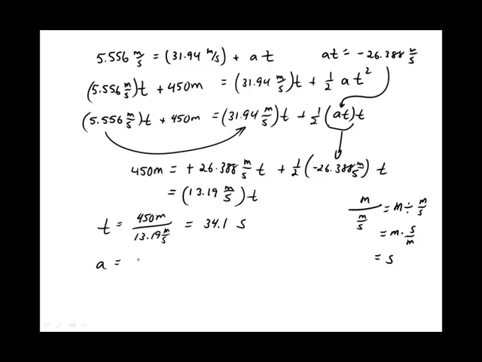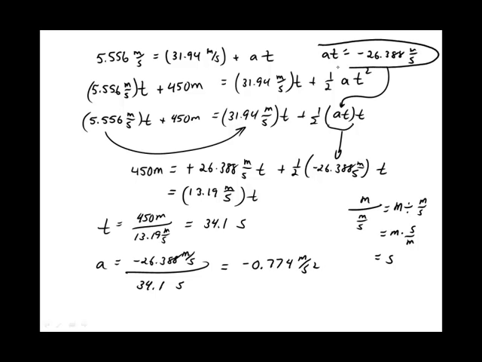So my acceleration is equal to minus 26.388 meters per second divided by 34.1 seconds, and I get negative 0.774 meters per second squared. And that comes from this equation right here. I substituted my known time into that equation to get my acceleration. And now where does this take place? Well, looking at the second car, because it's the easier equation, 450 meters plus 5.556 meters per second times 34.1 seconds, and I get 639 meters.